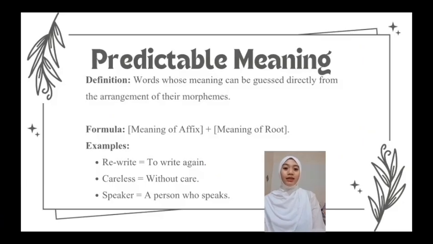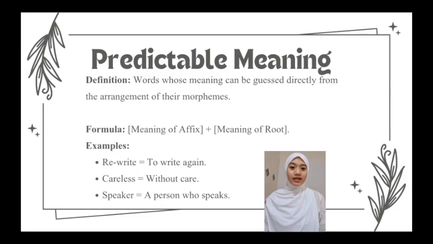Now we move on to the seventh topic, which is predictable meaning. In morphology, we often find words with meanings that are very easy to understand. The definition of predictable meaning is when the meaning of a word can be worked out directly from its parts. You don't always need to check a dictionary if you understand the parts of the word.